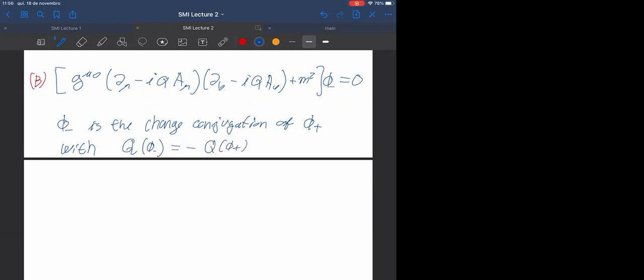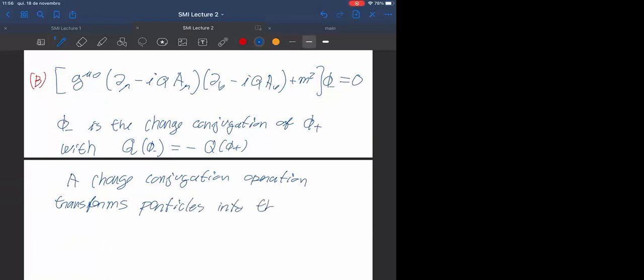And in particle physics, a charge conjugation operation transforms particles into their antiparticles. So we keep the properties of the particle. We didn't change the properties. The mass is the same, the spin is the same, it's zero in this case, and the only thing that changed was the charge. So clearly, the negative energy solutions are the antiparticle of the particle, basically.